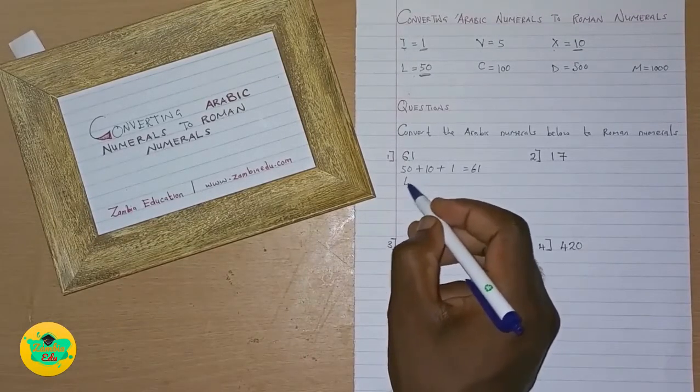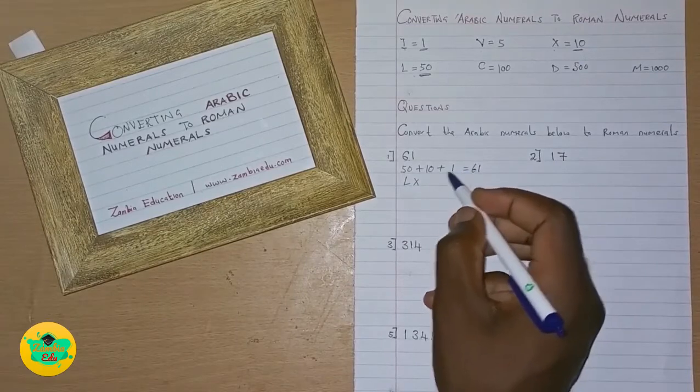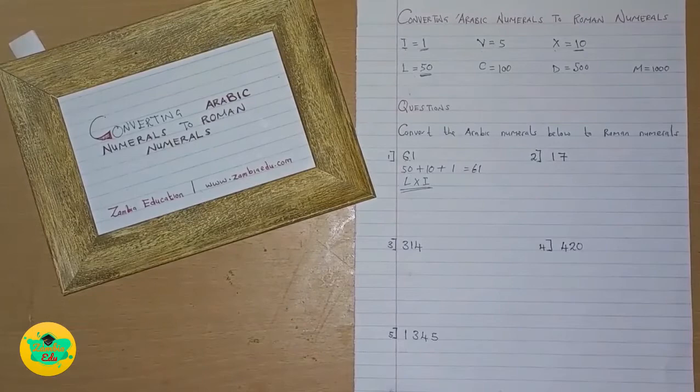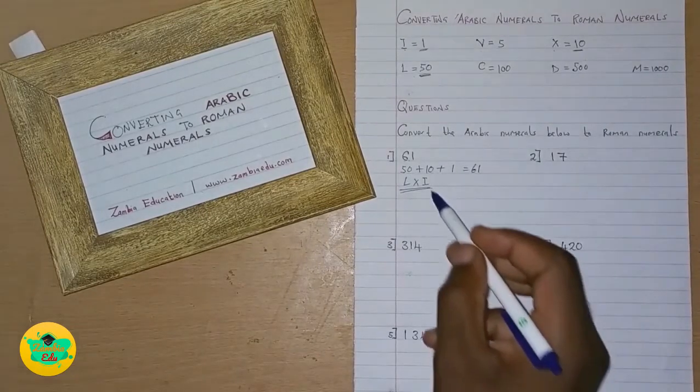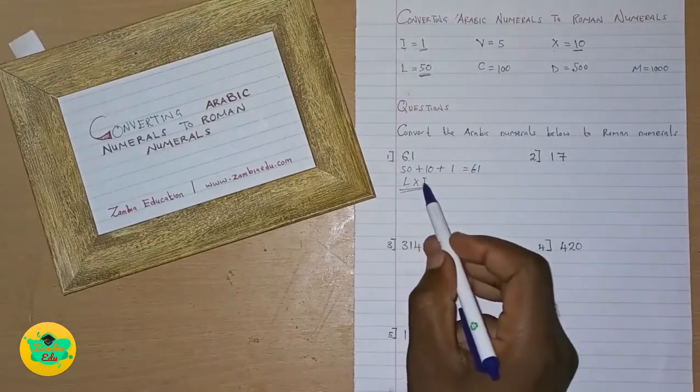So 50 is L, 10 is X, 1 is I. That's the Roman numeral. 61 in Roman numeral is LXI.